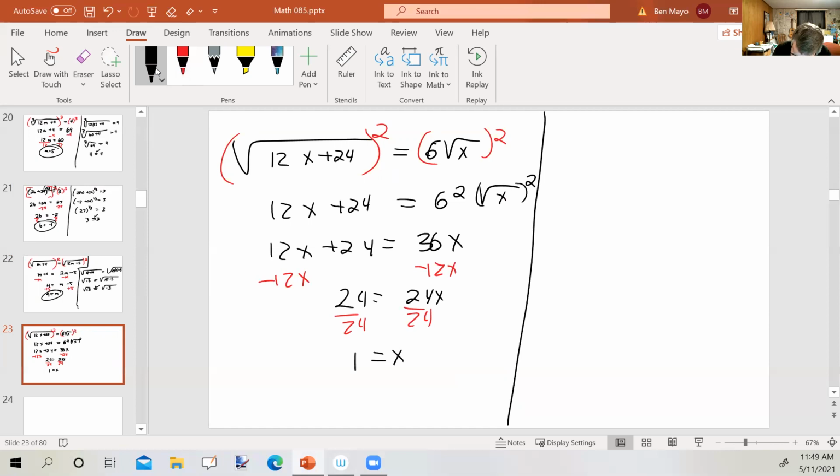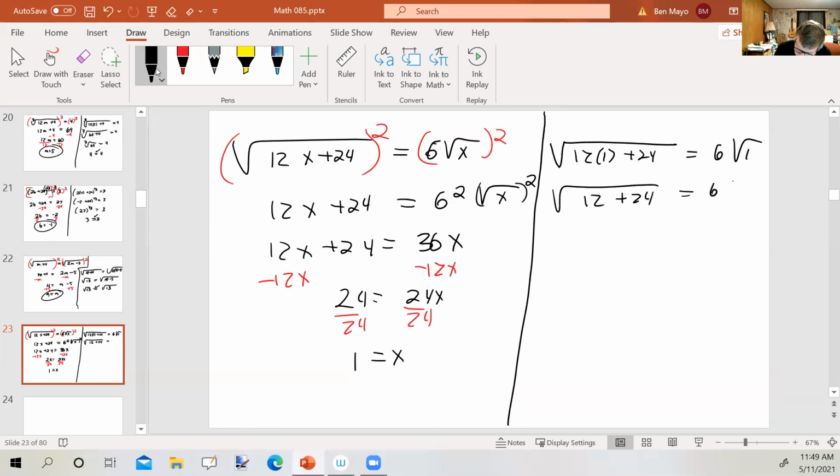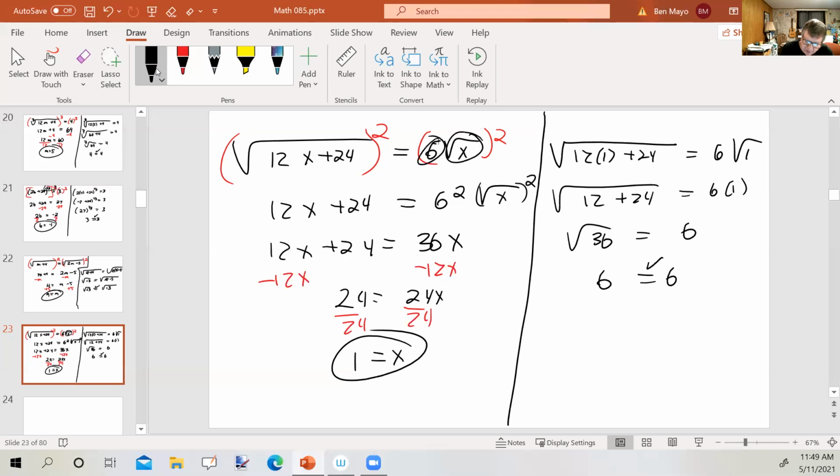Plugging that back in to check my work, I get the square root of 12 times 1 plus 24 equals 6 times the square root of 1, which is the square root of 12 plus 24 equals 6 times 1, which is the square root of 36 equals 6. 6 equals 6, and it checks. But again, be careful. A common mistake is to square one side but not square the 6. And then you get 6x where it should be 36x. So watch out for that.